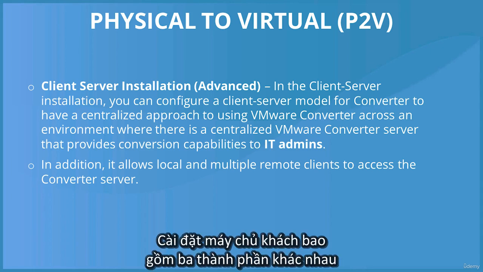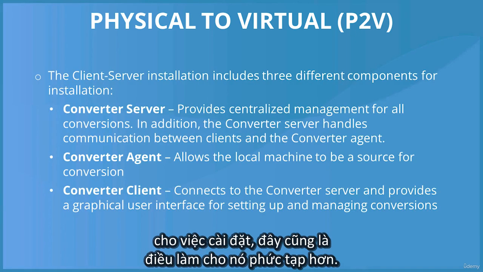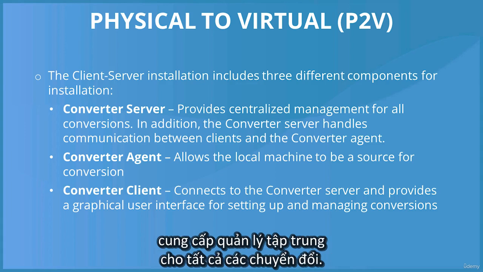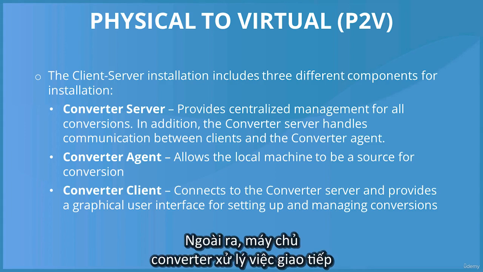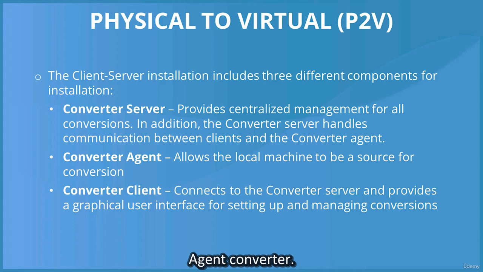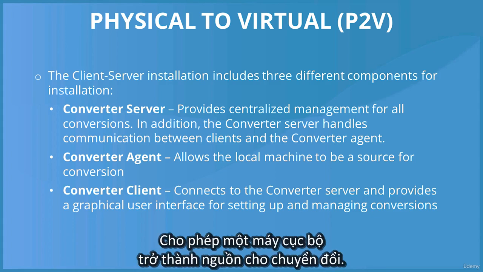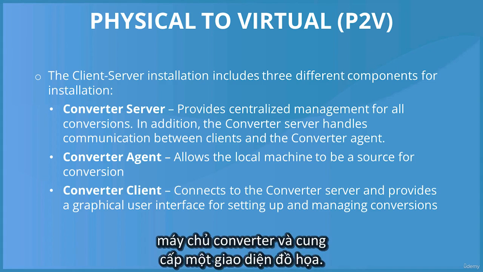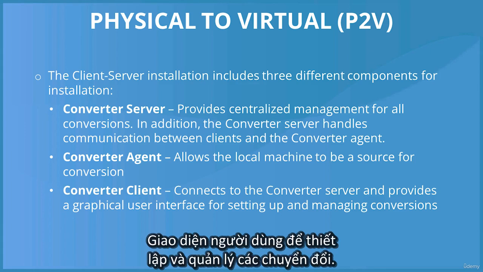The client-server installation includes 3 different components for installation, which is also what makes it more complex. So you've got the converter server, which provides centralized management for all conversions. In addition, the converter server handles communication between clients as well as the converter agent. Converter agent, I'm glad you asked, allows a local machine to be a source for conversion. And then we've got the converter client, which connects to the converter server and provides a graphical user interface for setting up and managing conversions.